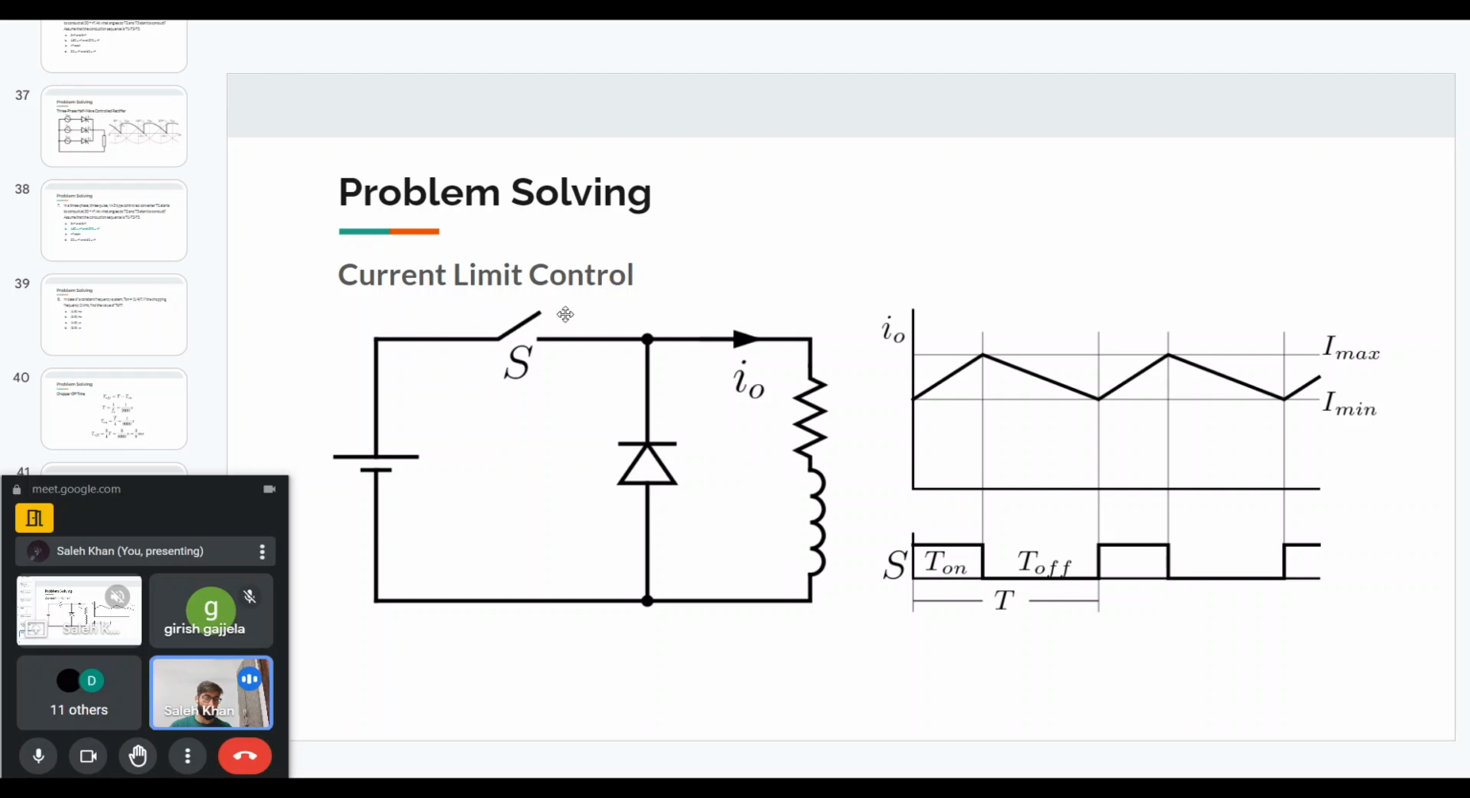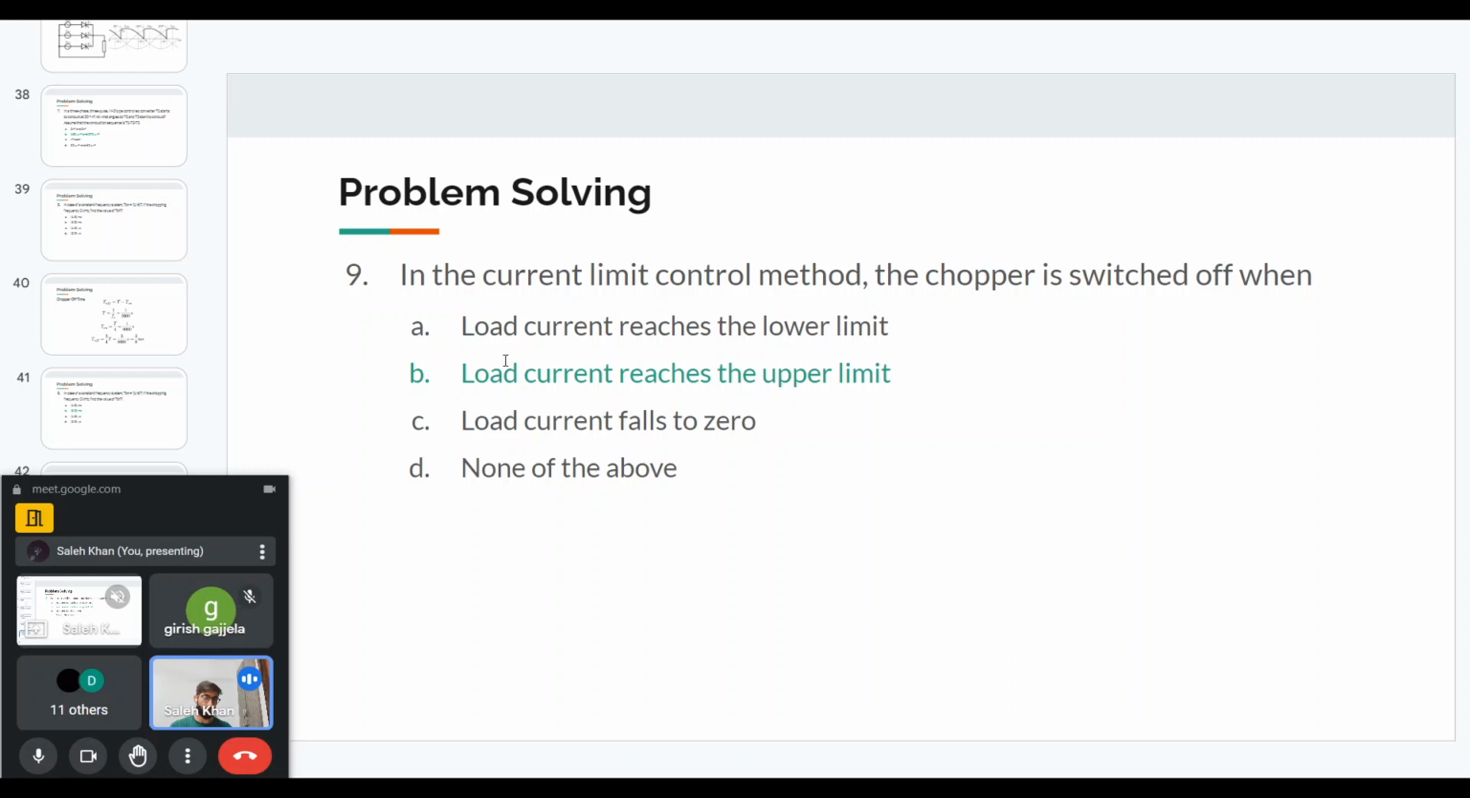You can see for a buck type chopper or a step down chopper, when I turn the S switch on, then I get a positive voltage across my load and the inductor current will rise. And when it reaches the Imax, I will then turn it off. Then the current will freewheel and the current will drop. So I will turn the switch on at I minimum and I will turn it off at I maximum. So the answer to this is the load current reaches the upper limit. At that point, the chopper switch will be turned off.